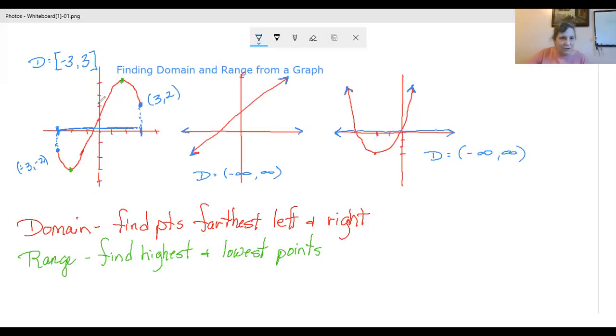Looks like 2, 1, 2, 3, 4. So here's the point 2, 4. Here's the point -2, 1, 2, 3, -3. So the point that has the smallest y value is right here, the lowest point. The point that has the highest y value is right here. So the range on this graph goes from here to here, so from -3 up to 4. And those points are part of the graph, so we include them.